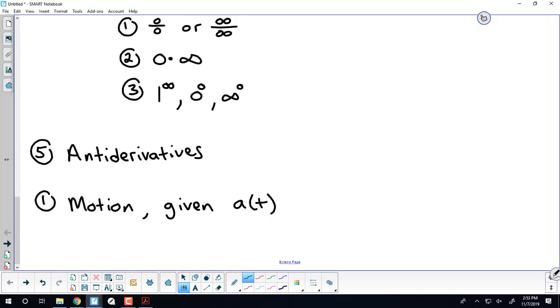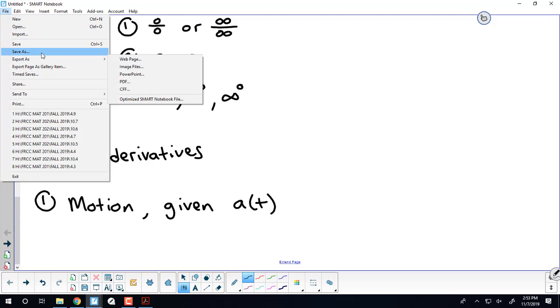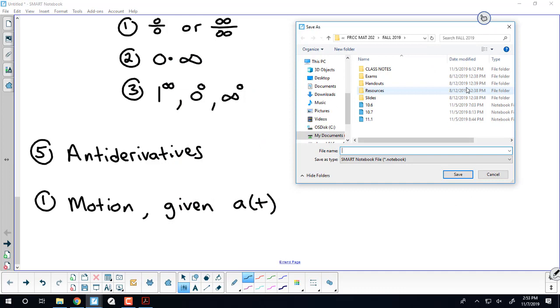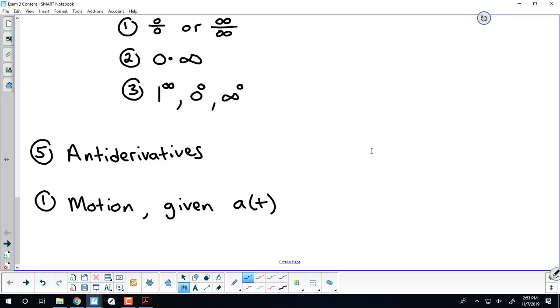So if there's anything specific from there that you want to address, we can do that, or if you have other questions. For the motion given acceleration, is it the same as the problem we just did? Yeah, right, exactly. So are there specific things y'all want to talk about or look at?